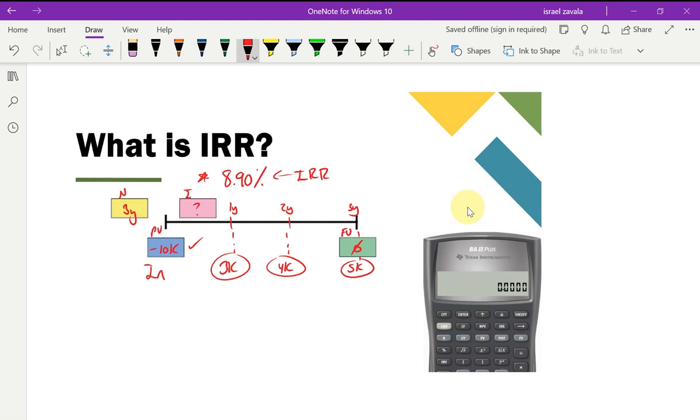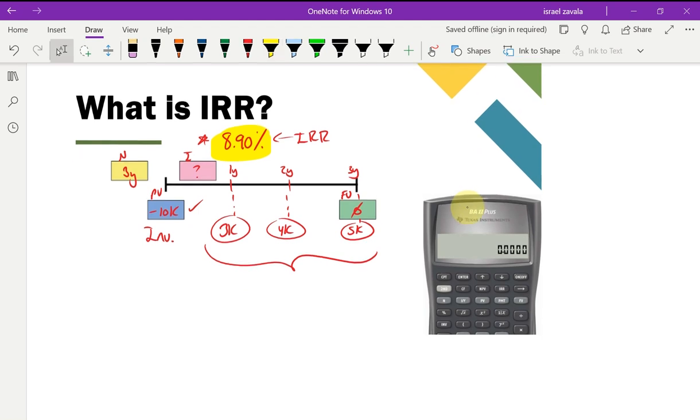Here we have our investment, and here we have the cash flows for this investment. So the internal rate of return of this investment is 8.90. Okay, I hope that made sense. So that was sort of what I would call part A. Part B of what is internal rate of return.